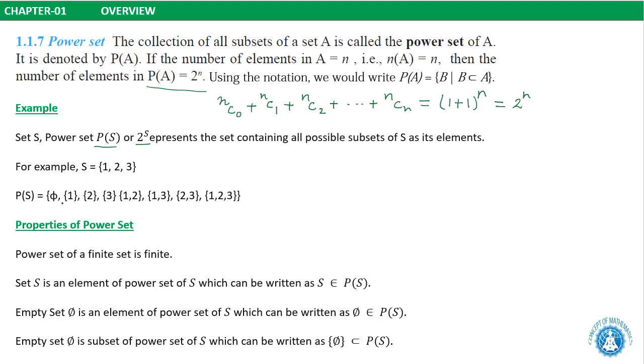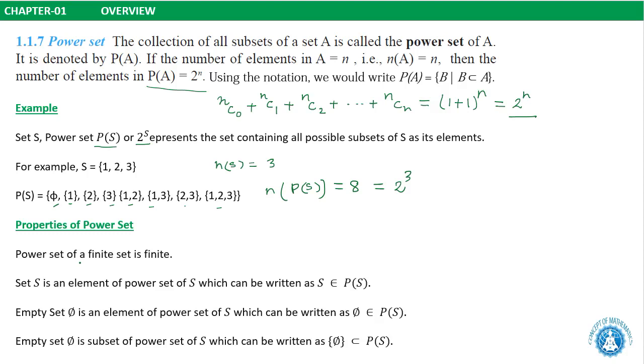We can note here the number of elements in S equals 3. So what is the number of elements in P of S? It is 1, 2, 3, 4, 5, 6, 7, 8. So it matches with our conclusion above, which is 2 cubed. Now let us see some properties of the power set.